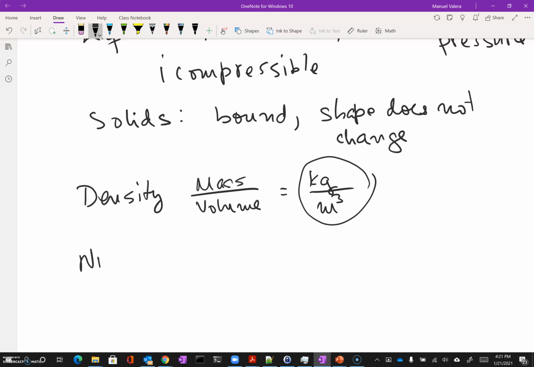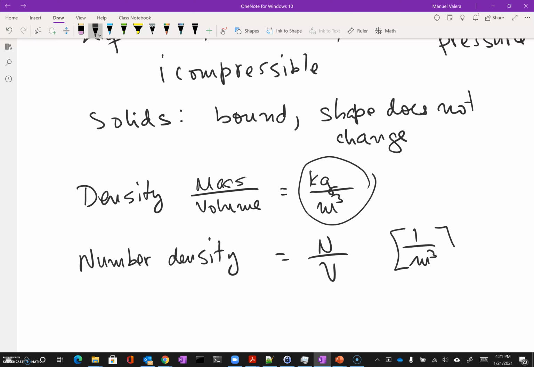We also have the number density. The number density is just the number of particles divided by the volume, and the units are 1 over meter cubed, or 1 over the volume. Alright, so with that in mind, we can move ahead and look at some of the properties of liquids, solids, and gases.